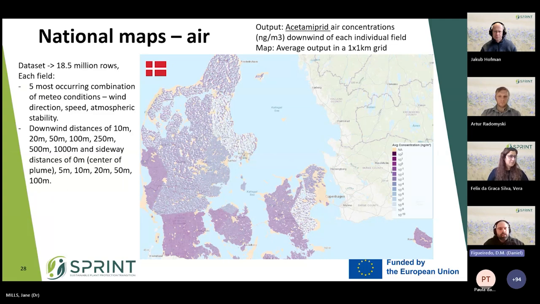And finally, and just taking a bit more time on this one, because here we did try different modeling approaches. This is acetamiprid air concentrations, also averaged at the 1 by 1 kilometer grid. But in this case, we simulated the 5 most occurring combinations of meteo conditions at multiple downwind distances and sideway distances, which means the data set behind this is 8.5 million rows of concentration points across Denmark. And of course, this data in the end will be available to download once the publication is published and peer reviewed. Next slide, please.